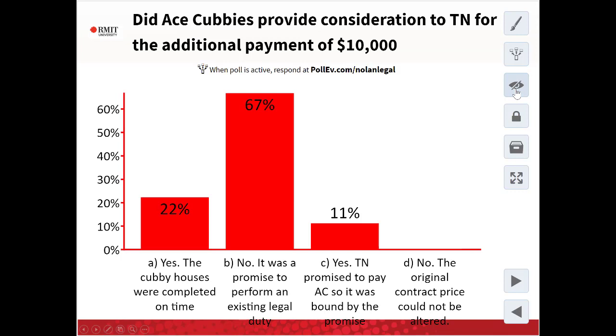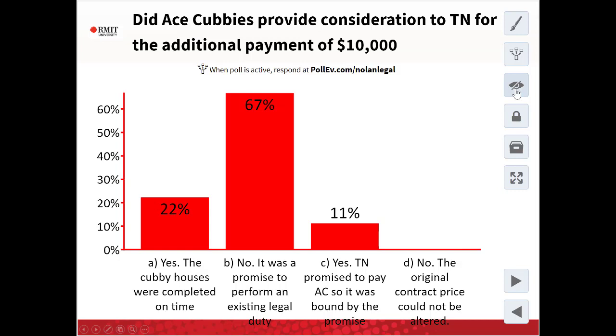So what did students think? The majority fell into the correct interpretation. No, there was no consideration, for the reasons when I went through the flowchart earlier, that the actual promise in exchange for the promise to pay the extra $10,000 was only a promise to perform an existing legal duty. And the rules show us that consideration, which is made up of an existing legal duty, is not legally sufficient consideration.